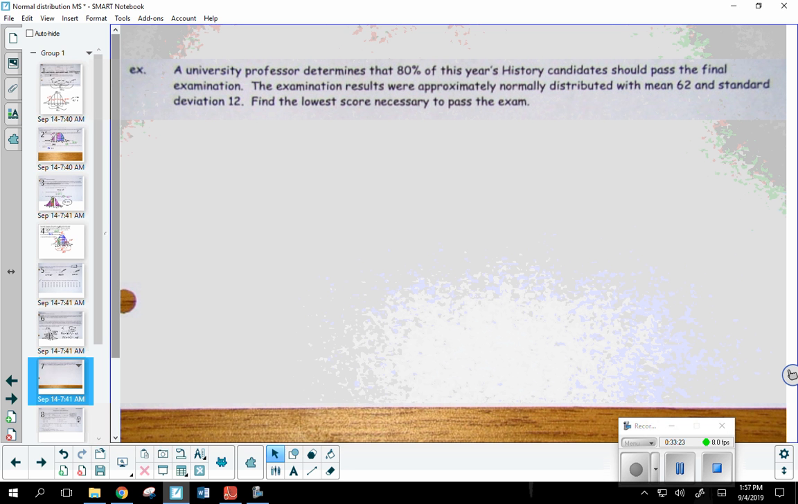All right. Anybody think they got the answer? Okay. Joey, what'd you get? 51.9 is exactly right. So he determines that 80% of this year's history candidates should pass the final examination. The examination results were approximately normally distributed with mean 62 and a standard deviation of 12. So if I were to write it out, X is normally distributed with a mean of 62 and a standard deviation of 12, and then they always square it to form the connection with the variance. Find the lowest score necessary to pass the exam.